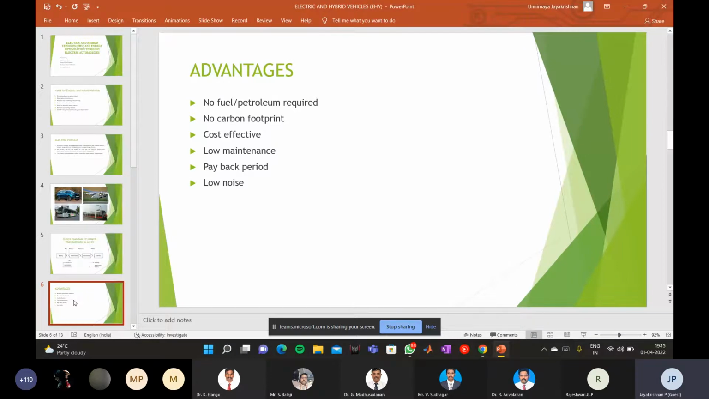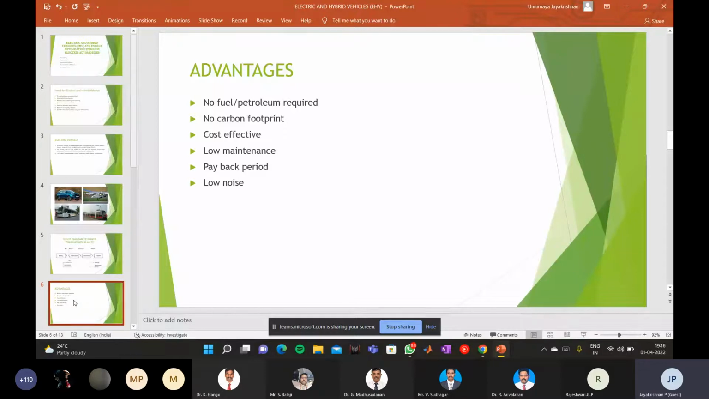Next, carbon footprint. It is seen that global warming is caused by greenhouse gases, and the main component is carbon dioxide. Almost more than 50% of carbon dioxide is coming from the vehicles which are running, and also contributions from industries. But if we save CO2 emission, we will get carbon credits. So no carbon footprint.